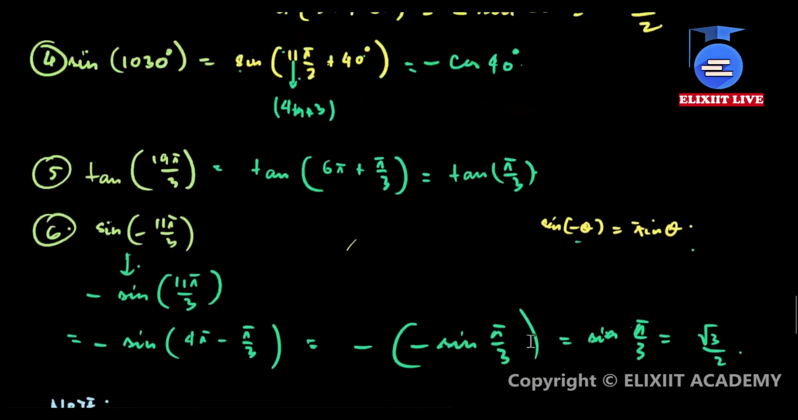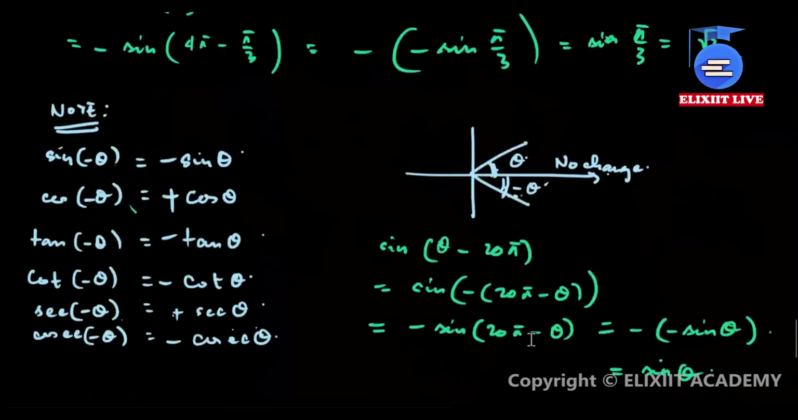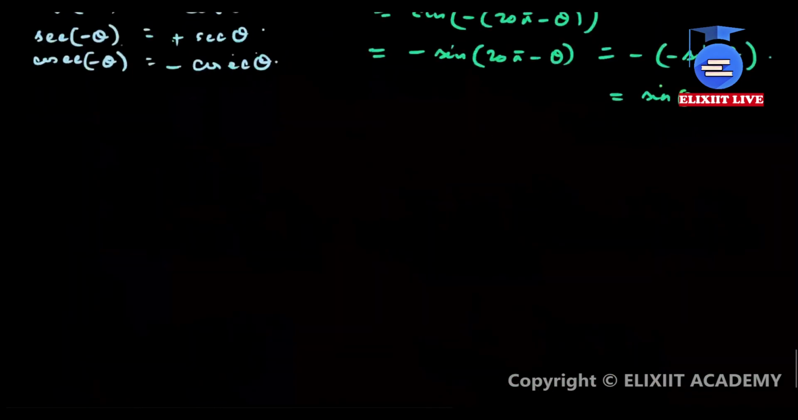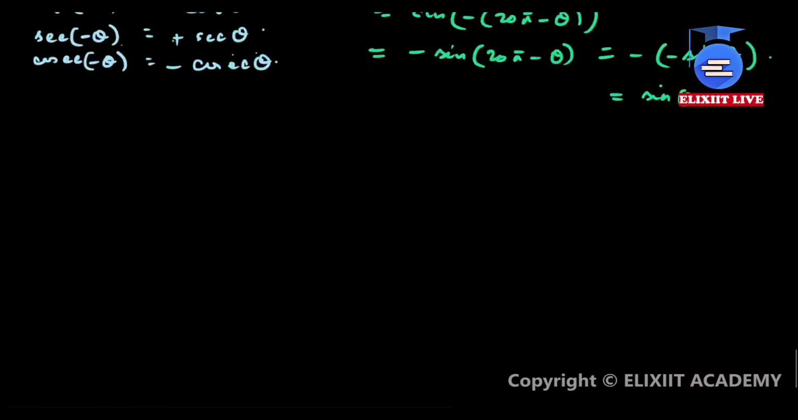What was the last one? Sixth one, sine of minus 11 pi by 3. So next one, seventh one, continue with the questions. Find out what is cos of minus 1710 degrees.